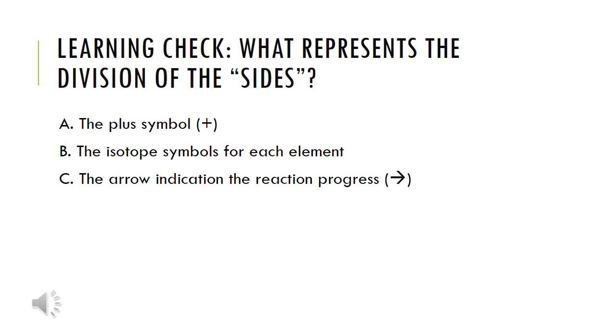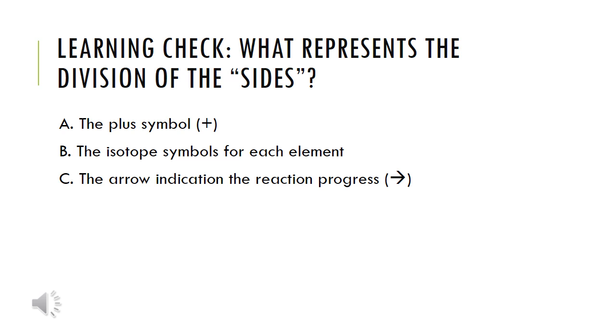Learning check number 2. What does the division of the sides mean? We keep saying the right side versus the left side. So what does that mean? A, the plus symbol, is that division. B, the isotope symbols for each element. Or C, the arrow indicating the reaction progress. Which one of these separates the sides? Take a second and make a choice.